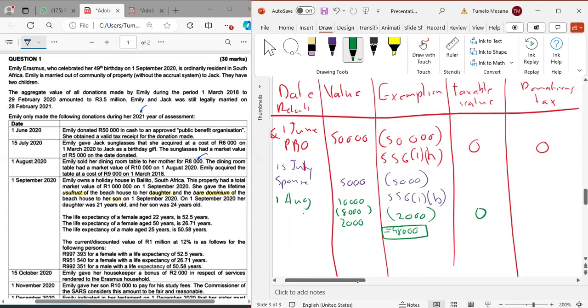So taxable value, 0. Donations tax, 0, right?